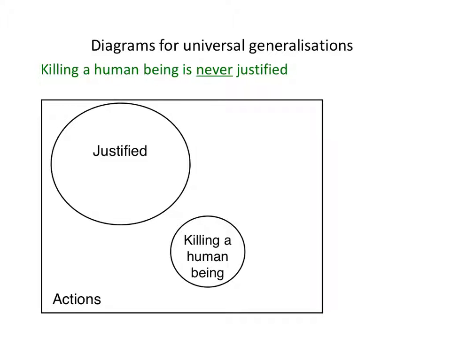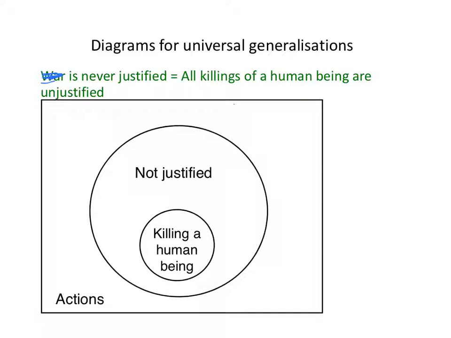Another way you might see this done is by making the circles overlap. So let's just make this killing a human being one a bit bigger, and then people shade out the bit in the middle to indicate there's nothing in there. That's another way of representing the same idea, that no killing of a human being is ever justified.